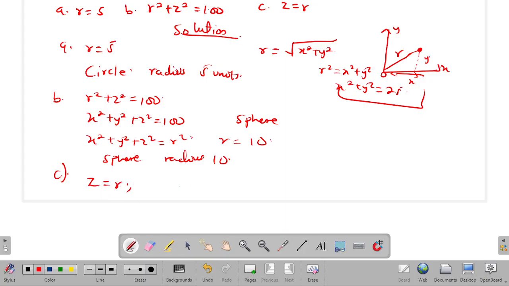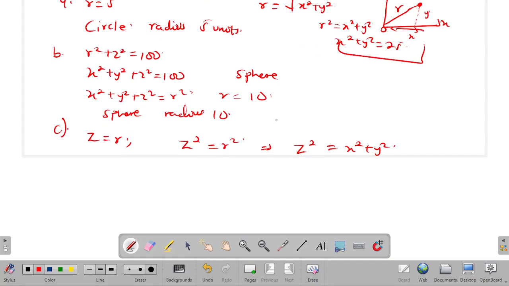So what do you do? You square both sides, you have z squared is equal to r squared. z squared stays z squared, but r squared becomes x squared plus y squared. So this is a pure cone which is resting about the z-axis.